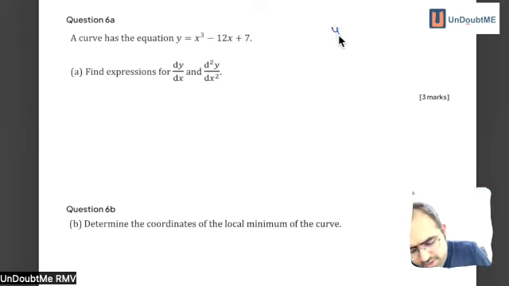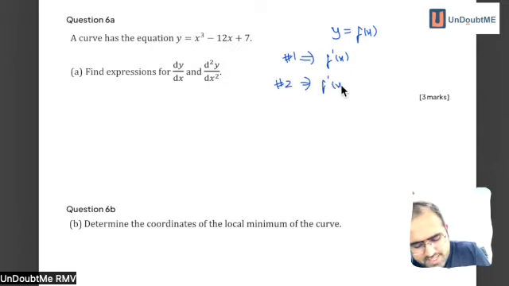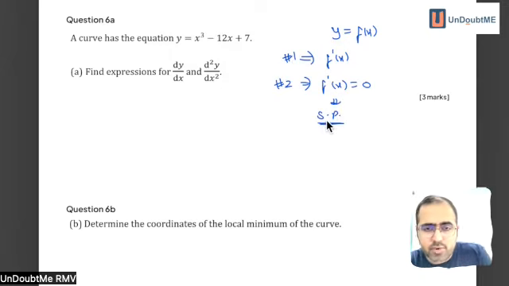We will start with y is equal to f(x). Step number 1 is you have to find f dash x. Step number 2 is you have to put f dash x equal to 0. I hope everyone understands what f dash x is. It's dy by dx. You put f dash x equal to 0 and you will find stationary points. Stationary points comprise maximum, minimum, and point of inflection.